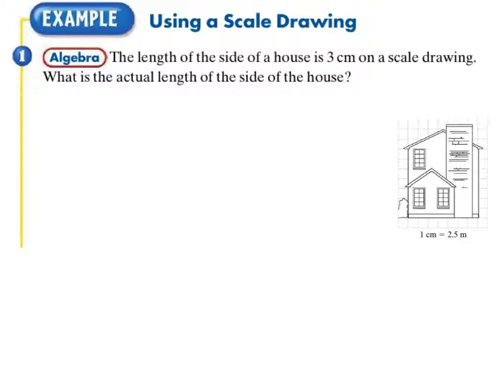So let's look at an example of using a scale drawing. The length of a side of a house is 3 centimeters on a scale drawing. What is the actual length of the side of the house? So we have our scale written here for our drawing. It says 1 centimeter equals 2.5 meters.